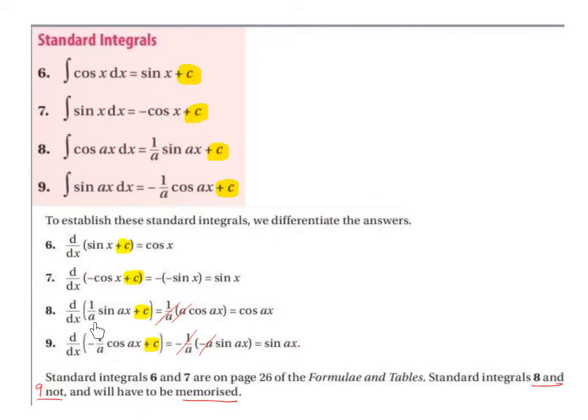And d minus 1 over a cos ax plus c dx, we take the minus 1 over a outside the bracket, and then we differentiate the cos ax plus c, and we get minus a sine ax, and the minus 1 over a multiplied by the minus a will cancel, and we're left with positive sine ax. Standard integrals 6 and 7 are on page 26 of the formulae and tables. Standard integrals 8 and 9 are not, and will have to be memorized.